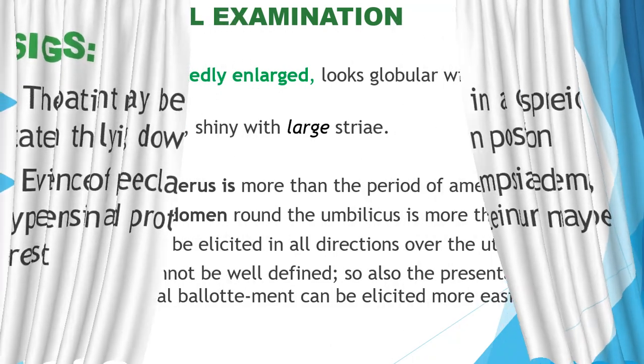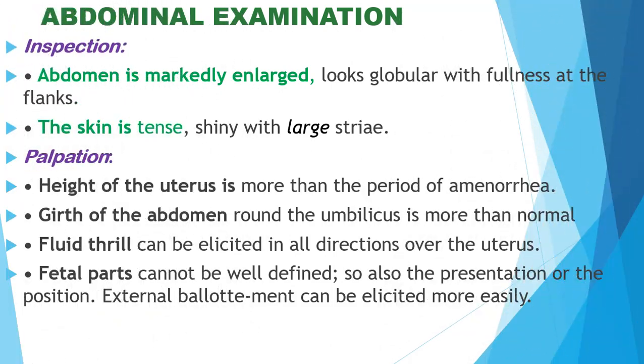Next is the physical examination, that is abdominal examination. First is inspection. The abdomen will be markedly enlarged, looks globular, with fullness at the flanks. Flanks means both sides, so both sides will be full. It is markedly enlarged, more than the expected date of gestation. Then the skin, because of this enlargement, will be tense, tight and shiny, with large striae that can be seen.